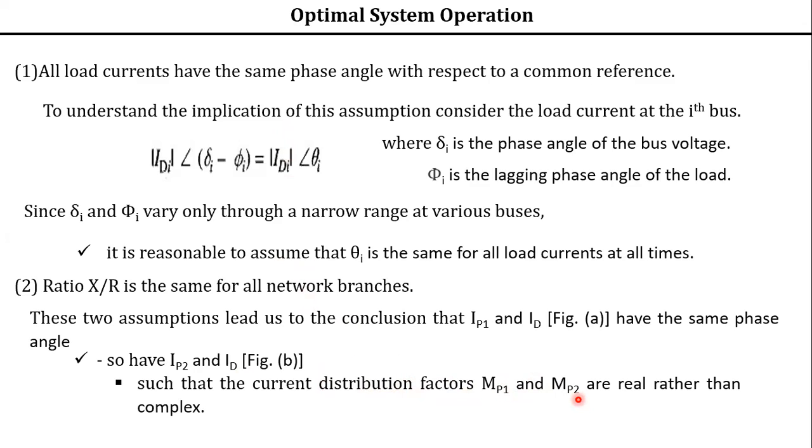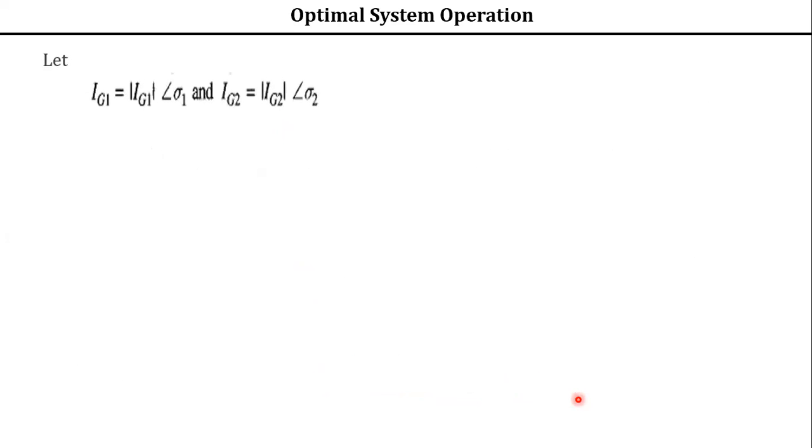So MP1 and MP2, that is the current distribution factors, will become real rather than complex values. Now let us take the two currents contributed by plant 1 and plant 2 in the figure you have seen, Ig1 and Ig2. Let us define Ig1 as the magnitude of Ig1 in polar form, at an angle of sigma 1. Understood? And Ig2 is the magnitude of Ig2 at an angle of sigma 2.